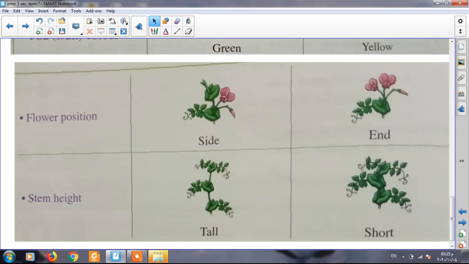What about Mendel's experiment, the results of Mendel, and the first and second laws of Mendel? All of these points we will study in detail in the next session, God willing.